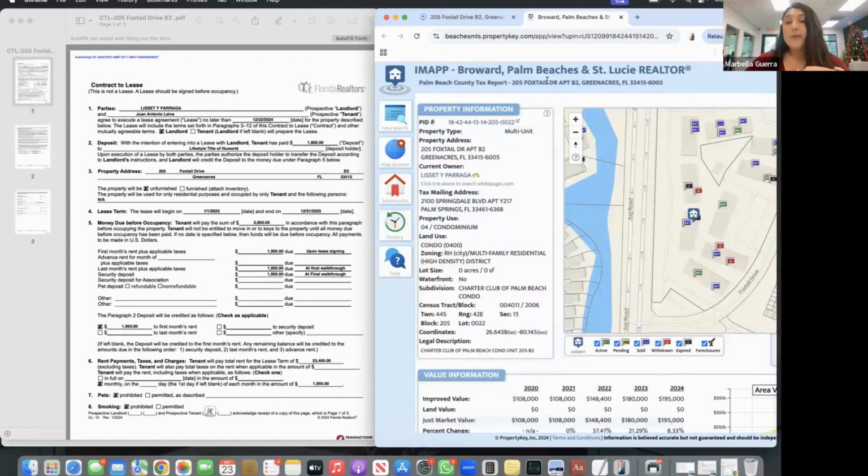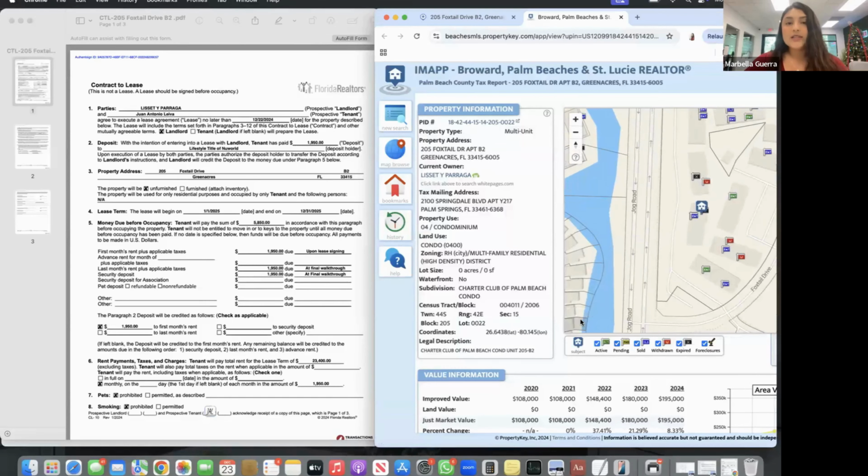And if you click on the property appraiser site, it essentially is showing you right here who the owner of the property is. It has all of the property information, the property address, the parcel ID number, what kind of property this is, and here is the current owner. So I usually just take this, I copy it, and then I paste it right into where it says prospective landlord, okay?